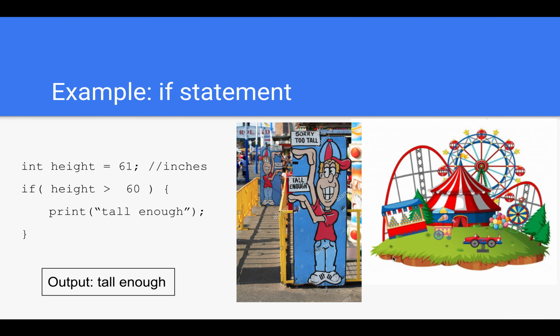Let's say I go to an amusement park and I want to go on a ride where the minimum height is 60 inches. I'm 61 inches tall, so I'm just tall enough. If height is greater than 60, print tall enough. So the height is 61, which is greater than 60, so the output is tall enough.